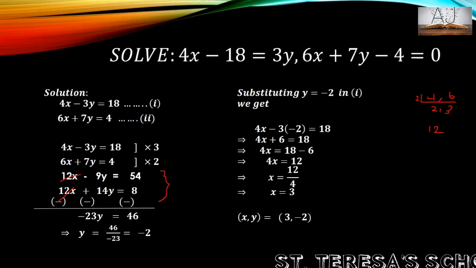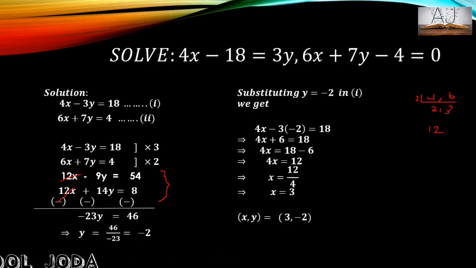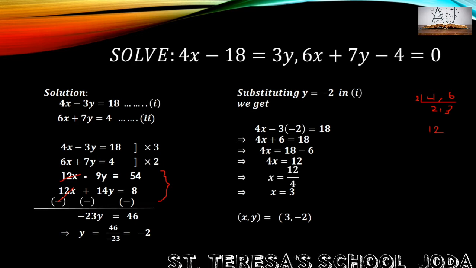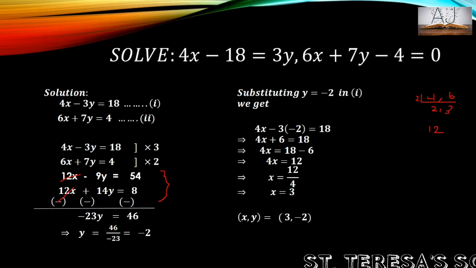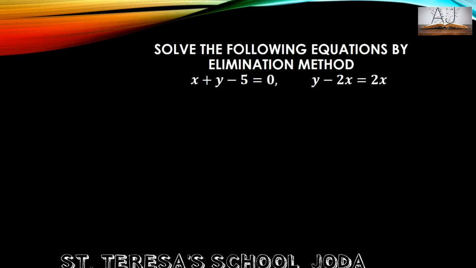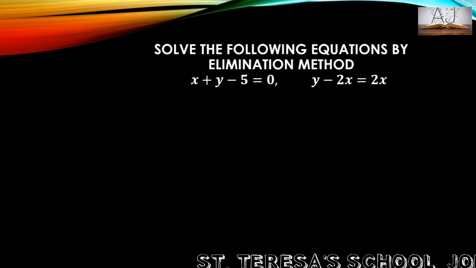So this is how we solve using the elimination method. You have to make one of the terms equal and then cancel, that means subtract, and get it. Okay, now one more sum I'll give. You have to pause this video and try to do it and then check.